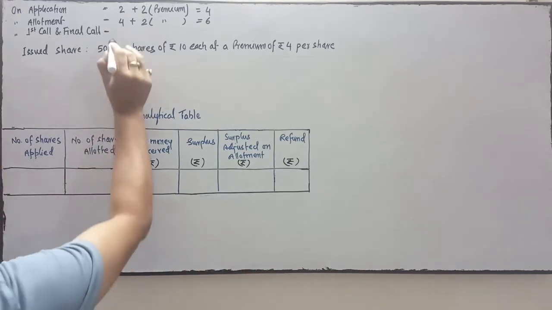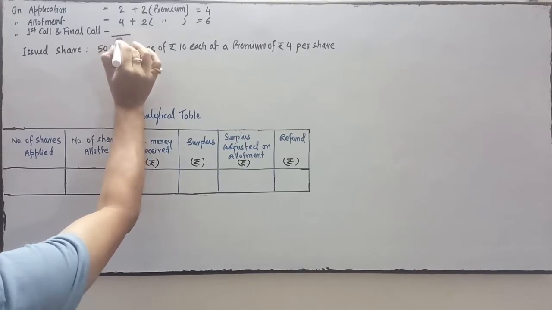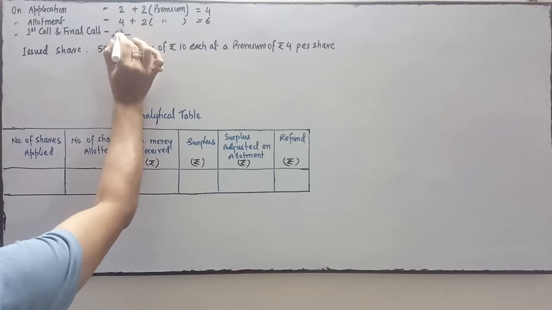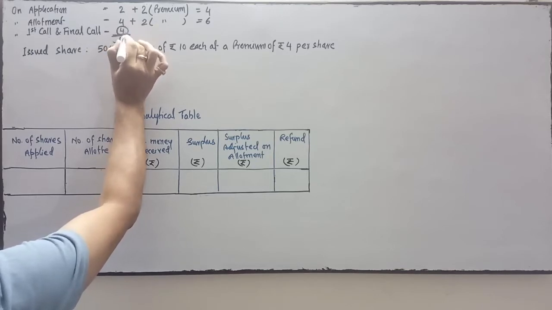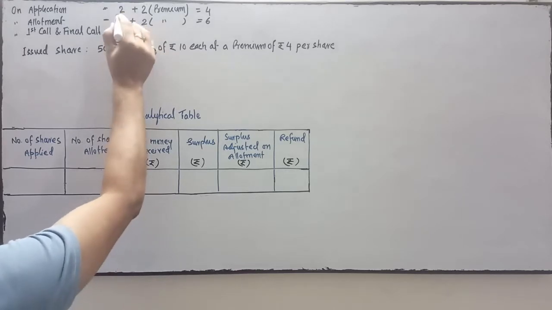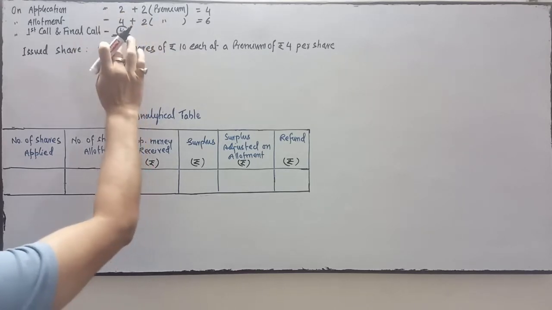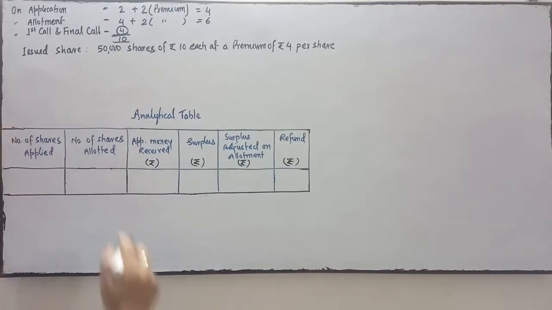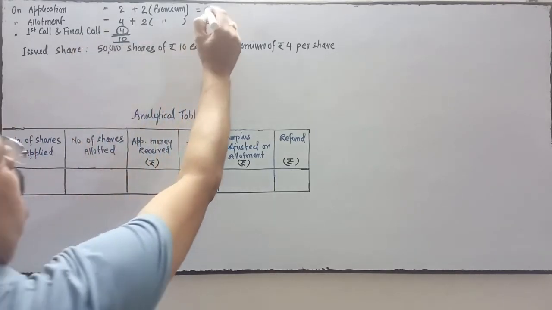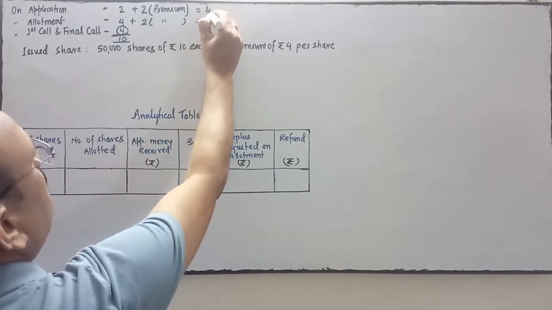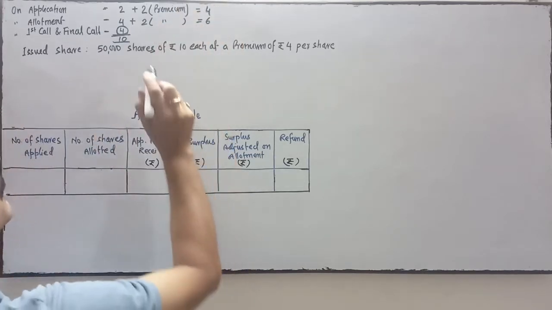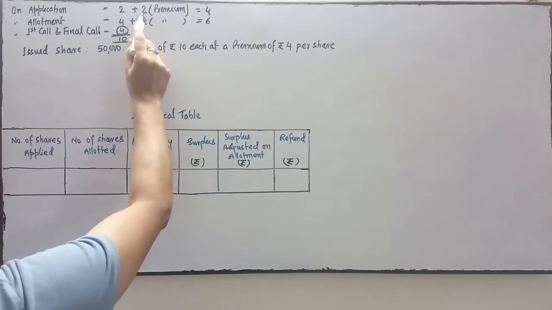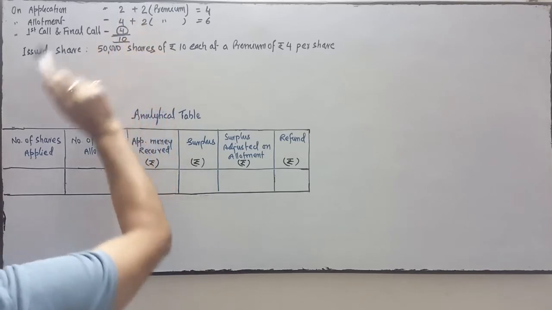And balance is how much? This is the share of 10 rupees, so the difference will be the balance. 10 minus 2 plus 4, the balance is 4. 10 minus 6 is 4, the balance. So on application the company has called 4 rupees including premium rupees 2. So excluding premium it is 2 rupees.